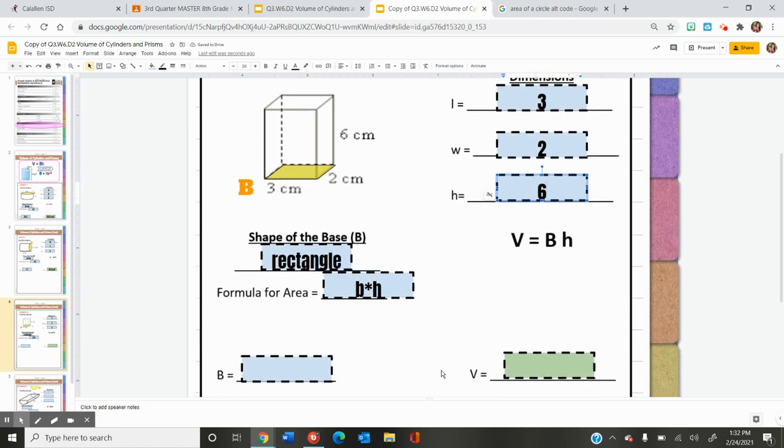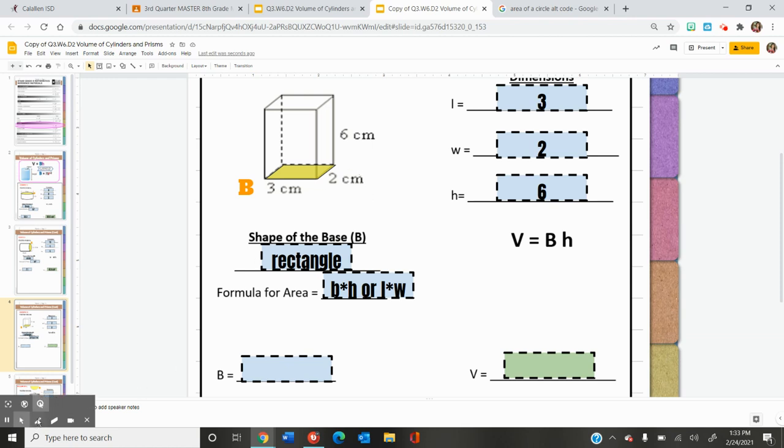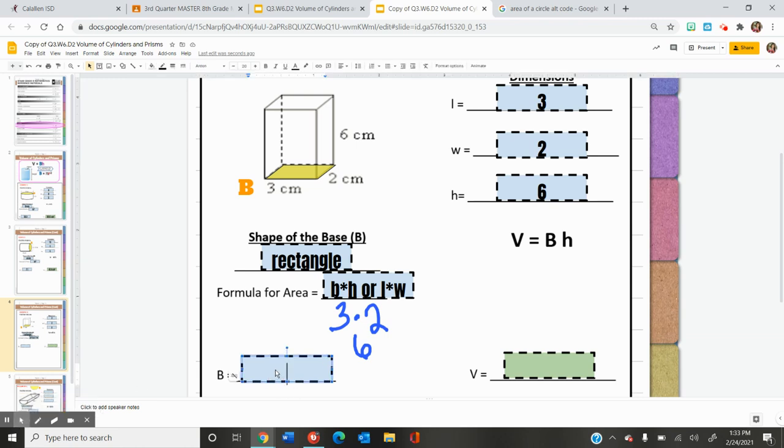So whenever I come down here to find the formula for area for my rectangle, remember this can be base times height or length times width. So looking at my base shape, that's all I'm looking at right now. I'm going to multiply 3, which can be my base or my length, by 2, which can be my height or my width. These are the same formula. Now we know 3 times 2 equals 6, so B equals 6.